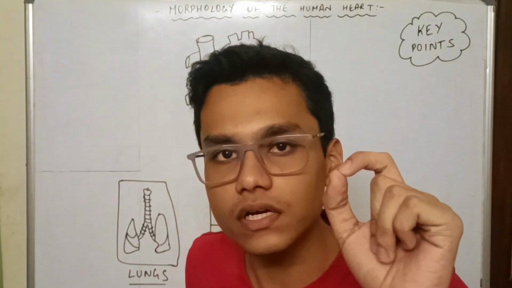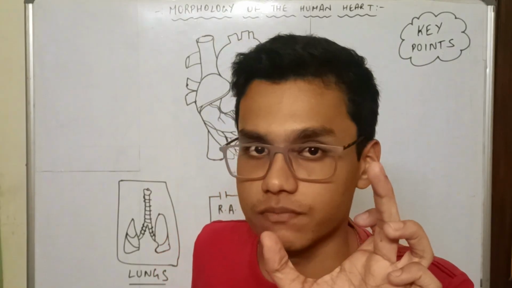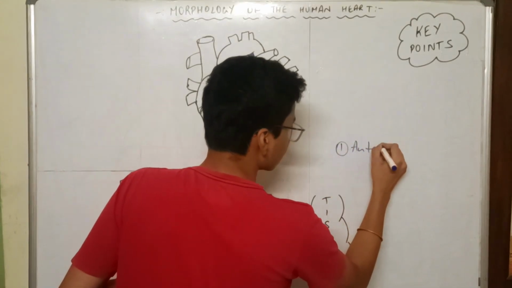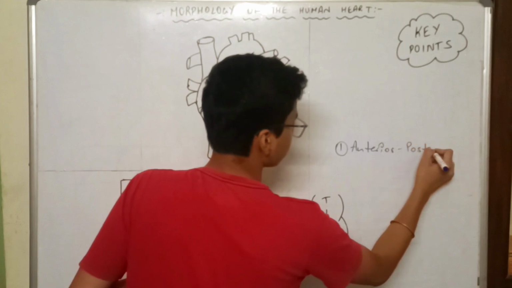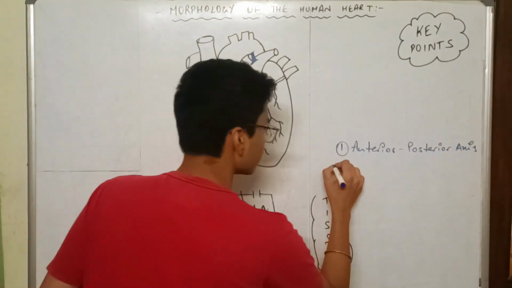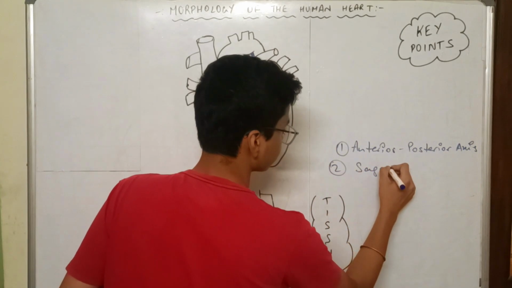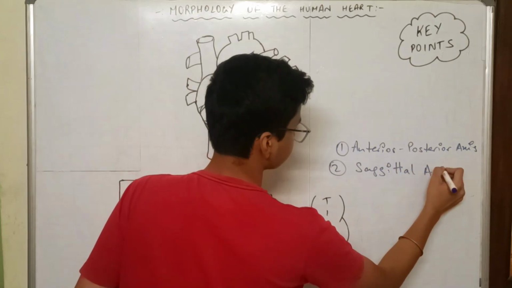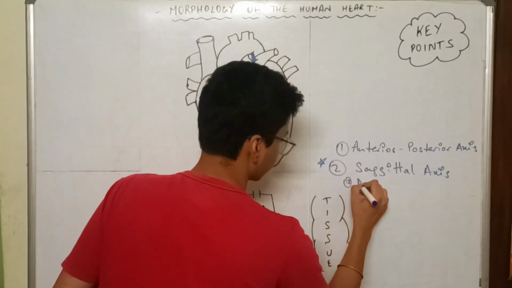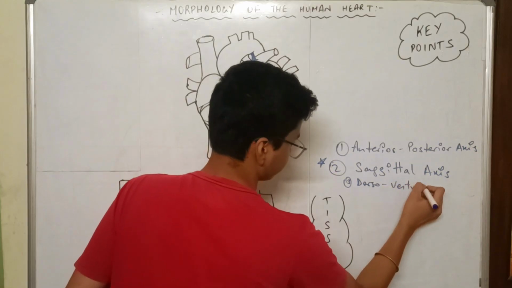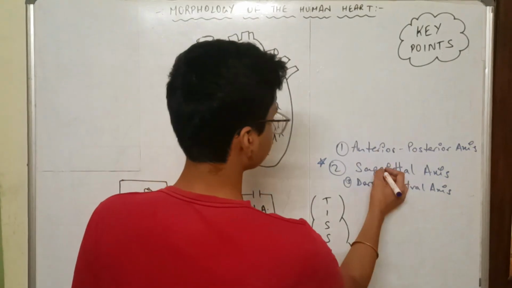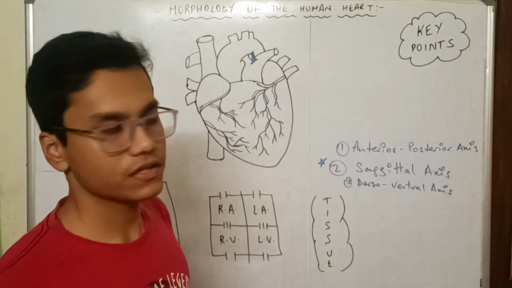So these are some very important terminological names. I'm just writing here on the rough. One being the anterior posterior axis. Second being the sagittal axis. You can overlook this one, it is not so important. And the third being the dorsoventral axis. I hope my spelling is not that much of an issue. Pardon me if it is wrong.